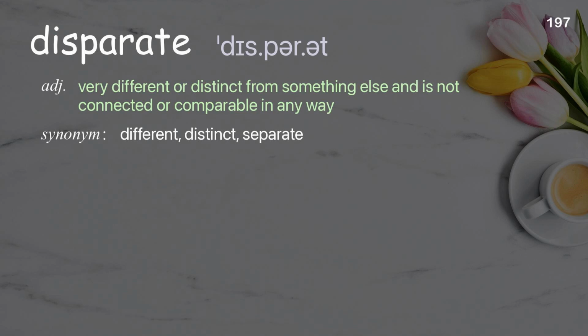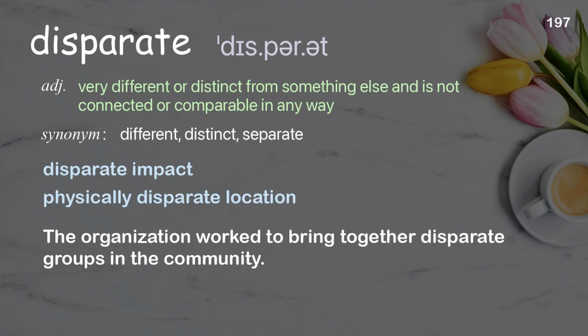Disparate. Very different or distinct from something else, and is not connected or comparable in any way. Examples: disparate impact, physically disparate location. The organization worked to bring together disparate groups in the community.